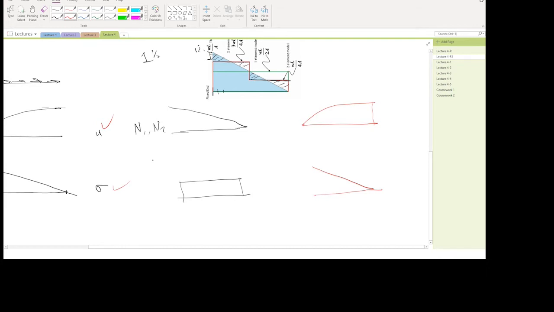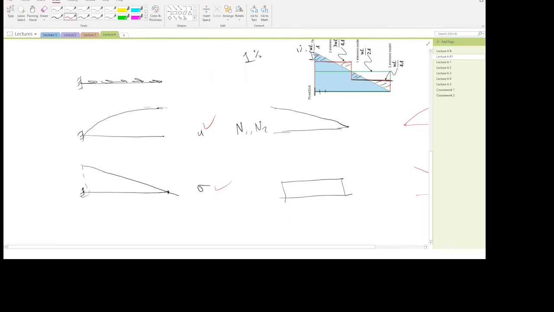What do you think? When we are solving this problem, we know that the displacement would look like a parabola, and we know the stress is going to look like a line variation. We're talking about a uniformly distributed force.